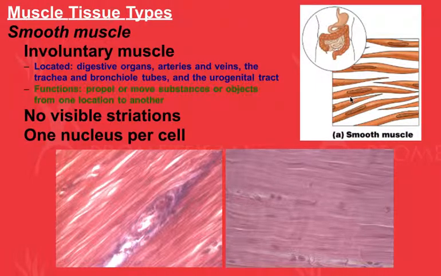And what's special about the smooth muscle tissue is that it has sort of these tapered ends to the cells, so they're very thick in the middle, and then they sort of taper off like in this picture. And we can find smooth muscle tissue in places like the digestive tract, your arteries and veins. Yes, that's right, your blood vessels have muscle tissue inside them. And their function again is to propel or move substances from one place to another.